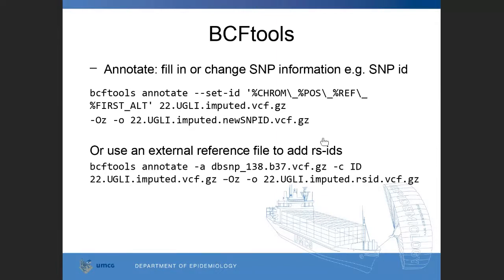Or if you want to have RS IDs in there, you can use an external file. This is a file that you can download from the internet, dbSNP. This contains the positions and RS numbers for many SNPs, not every SNP, but for all that are there in the dbSNP database. And then it will extract the RS numbers from this file and put them into your file. So this is also very convenient.